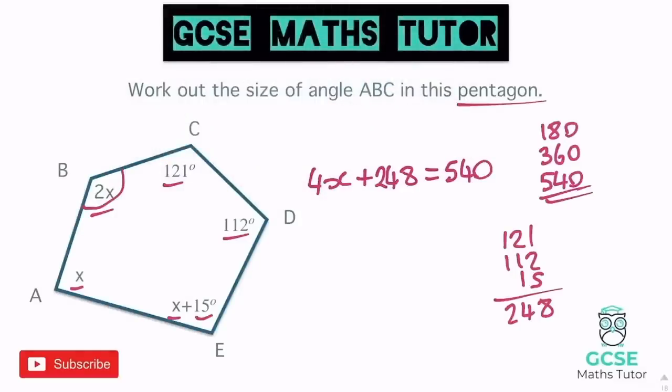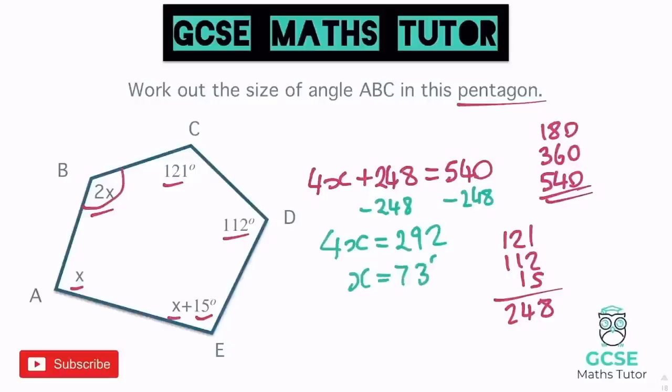So we've got slightly bigger numbers here, but let's take away 248. Take away 248, and it will tell us what those 4x's have to equal. So 540 take away 248 gives us 292. So 4x equals 292. And if we divide that by 4, it will tell us what the value of 1x is, and 1x comes out as 73 degrees.